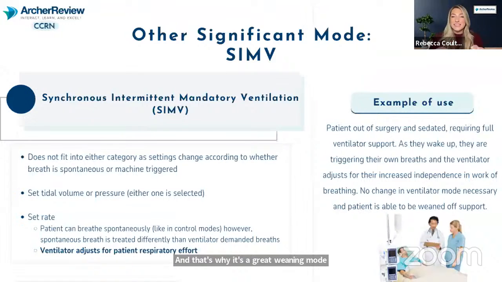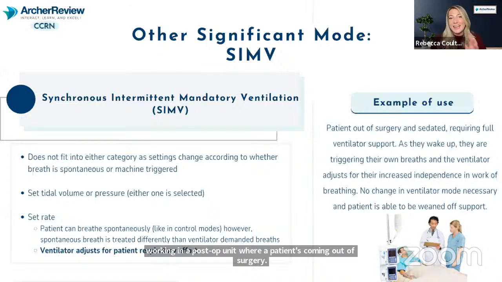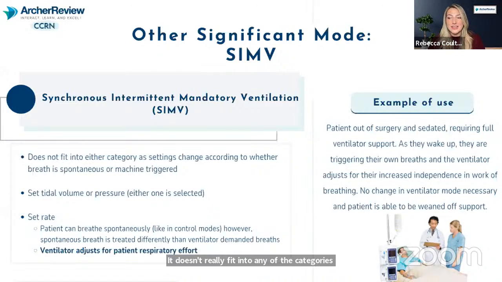Okay, another significant mode that I just want to touch on real quick is SIMV, which is synchronous intermittent mandatory ventilation. This is pretty common in the ICU setting as well, especially if you're working in a post-op unit where a patient's coming out of surgery. It doesn't really fit into any of the categories that I mentioned on the other slide. It's a mode of its own.